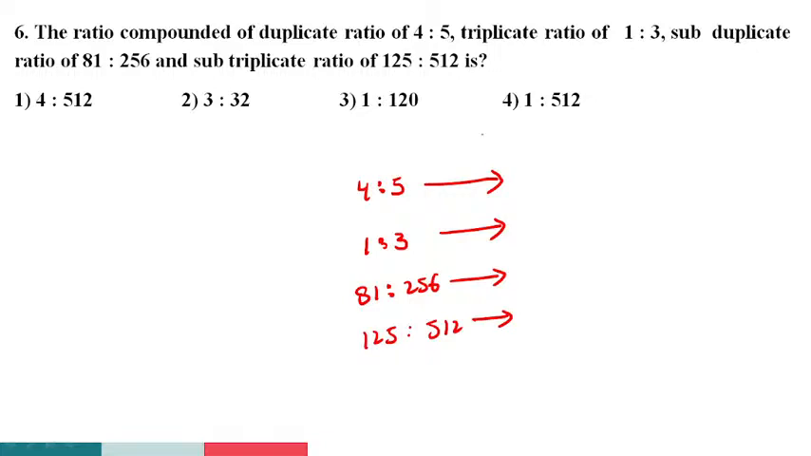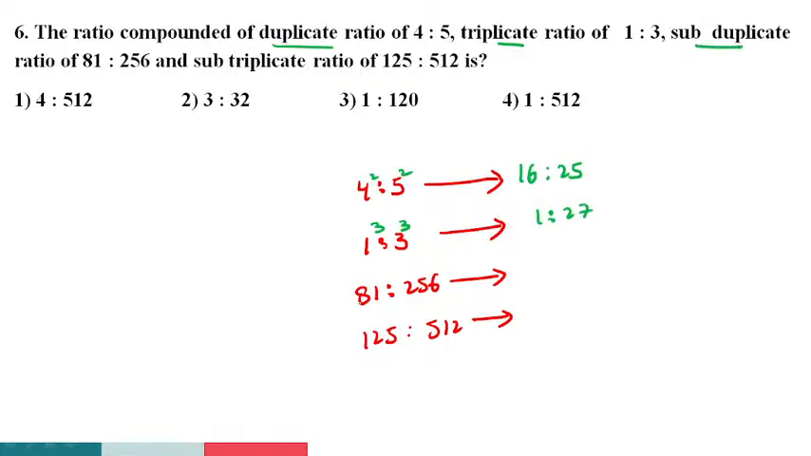రైట్ అండి కొంచెం క్లియర్ గా అబ్జర్వ్ చేద్దాం. Duplicate ratio of 4 is to 5. What is the formula, guys? Duplicate ratio 4 is to 5: 4 square is to 5 square. So 4 square is how much? 16. 5 square is how much? 25. Next, triplicate ratio of 1 is to 3: 1 cube is to 3 cube. 1 cube is 1, 3 cube is 27.